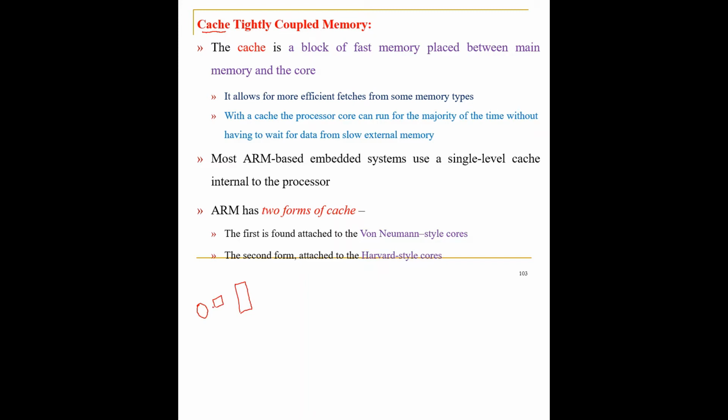So that is why we are going to place a small external or small cache memory between the main memory and the processor, just to speed up the fetching of the instructions or data from the main memory. Most ARM based embedded systems use a single level of cache internal to the processor. It is not most, almost all the ARM processors will be using a single level of cache between the main memory and processor. There are processors which will be using multiple levels.